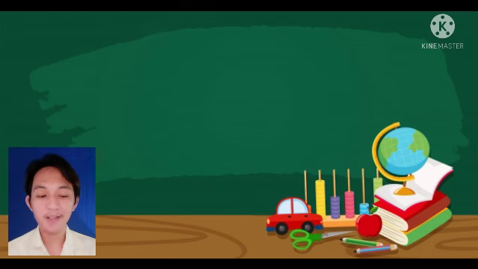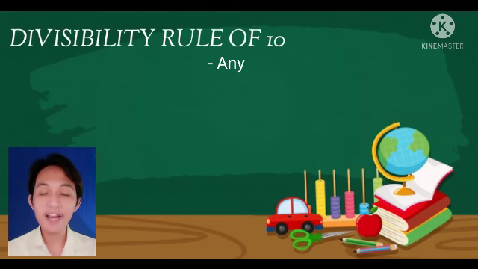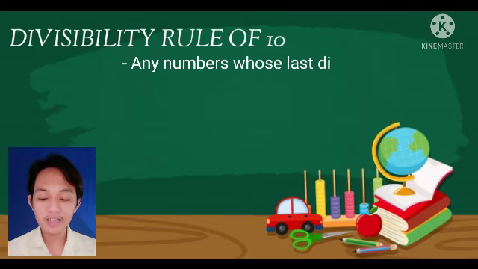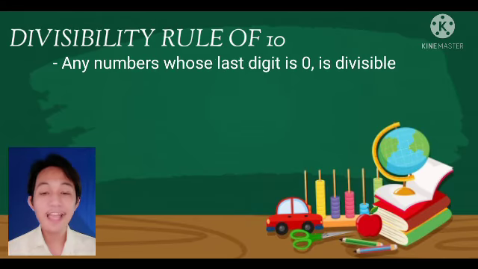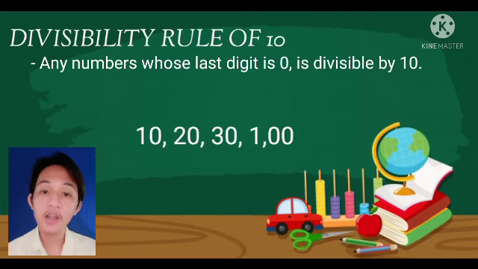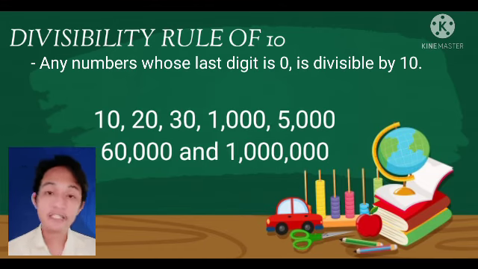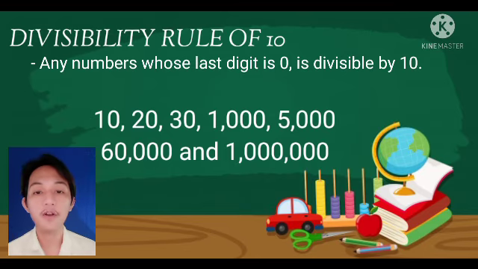So let's proceed to the divisibility rule of 10. It states that any number whose last digit is 0 is always divisible by 10. Like 10, 20, 30, 1,000, 5,000, 60,000, and 1 million. They are all divisible by 10. And that's the divisibility rule of 10.